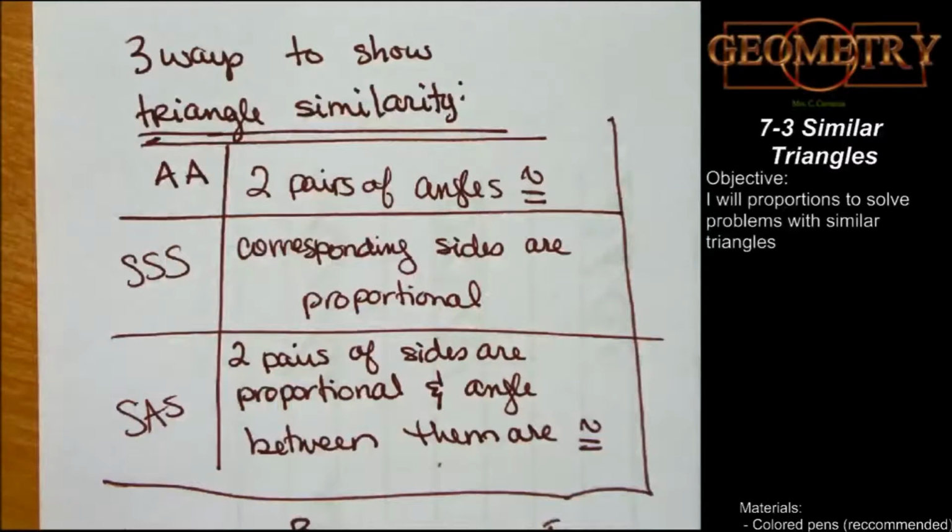Hi and welcome. We're looking at 7-3 similar triangles. We're going to be doing some practice in our study guides. We've got three ways to show that triangles are similar.